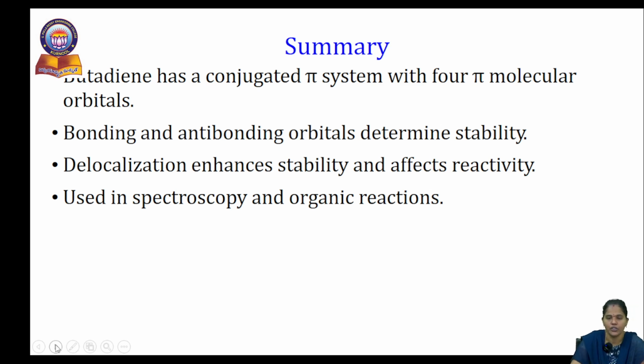Summary. Butadiene has a conjugated pi system with 4 pi molecular orbitals. Bonding and anti-bonding orbitals determine stability. Delocalization enhances stability and affects reactivity, and is used in spectroscopy and organic reactions.